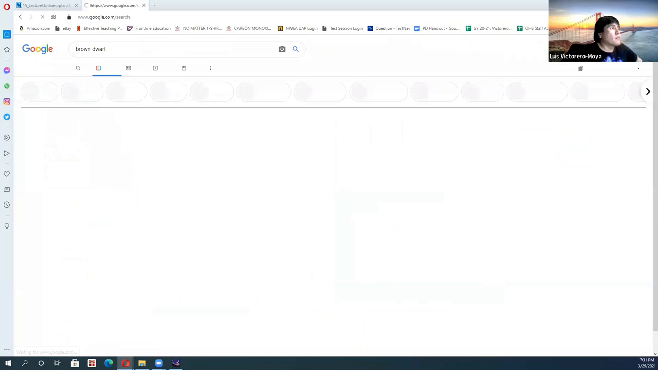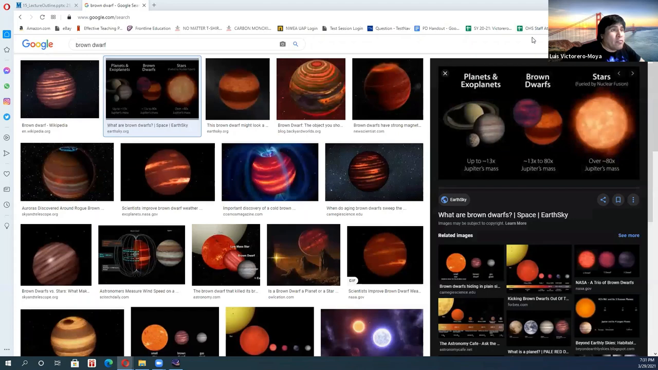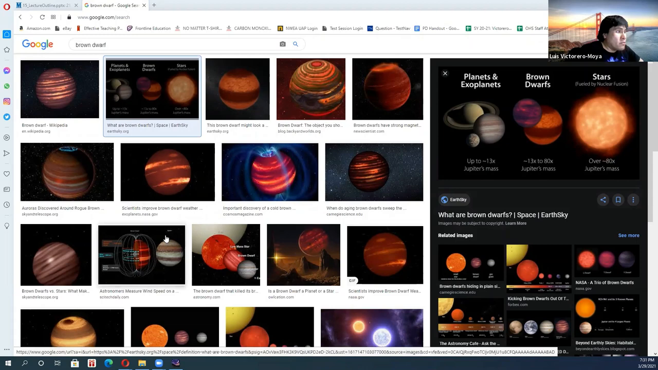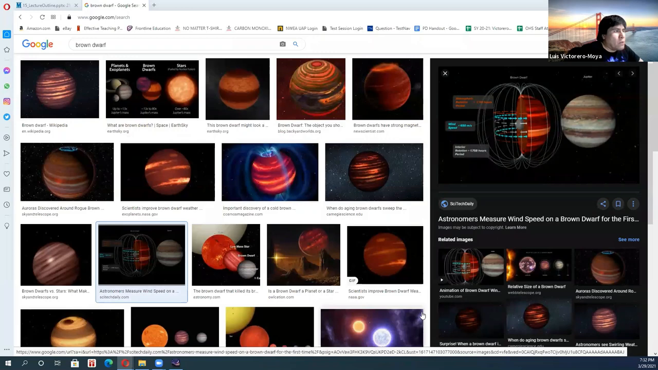A brown dwarf is also known as a failed star. Just in case, Jupiter is not a brown dwarf. It was thought to be a brown dwarf, but look at the size differences. We're talking about a brown dwarf approximately 80 times more massive than Jupiter.